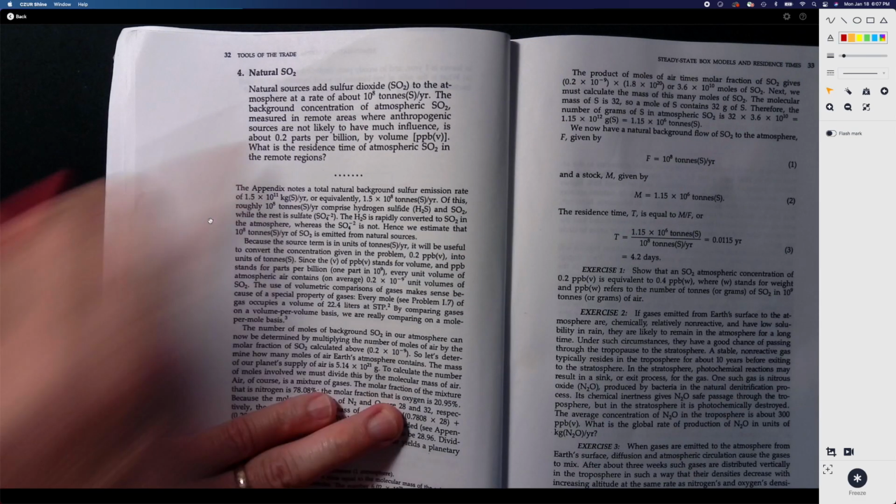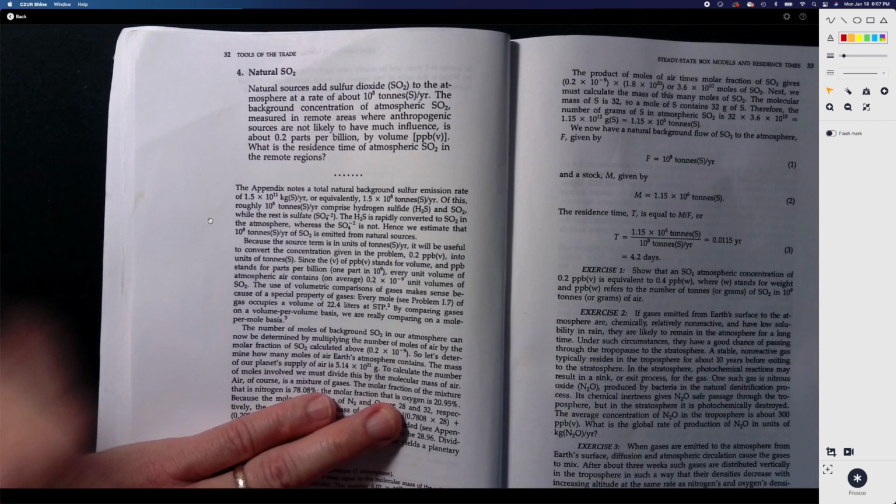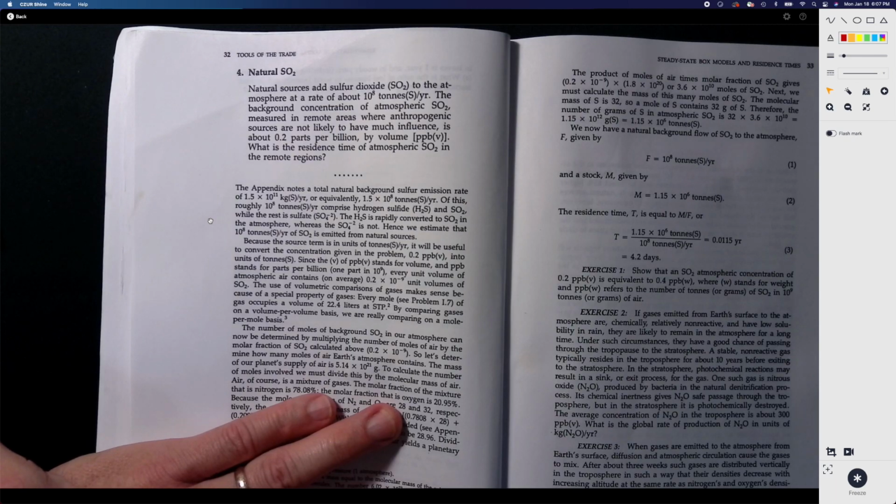So for this problem, we want to look at the residence time of sulfur dioxide, the natural sulfur dioxide in the atmosphere. What's its residence time? And this is based on problem number 4 in the textbook. The statement of the problem is natural sources add sulfur dioxide, SO2, to the atmosphere at a rate of 10 to the 8 tons of S per year, and the background concentration of atmospheric sulfur dioxide measured in remote areas where anthropogenic sources are not likely to have much of an influence is about 0.2 parts per billion by volume, ppb. And the question is, what is the residence time of atmospheric SO2 in remote regions?